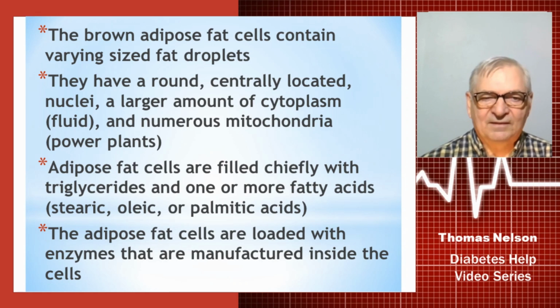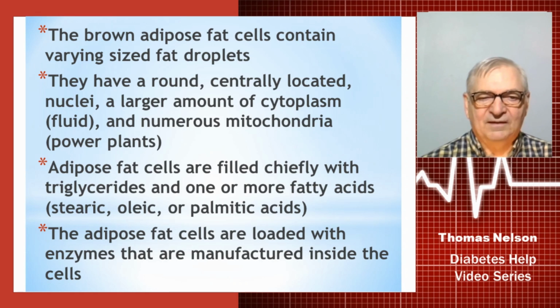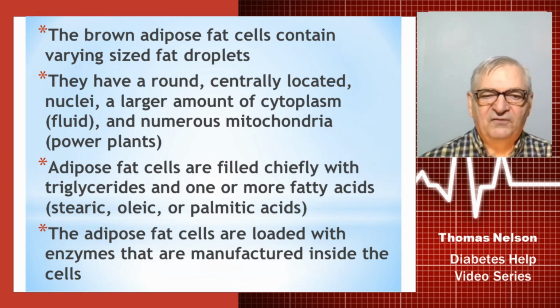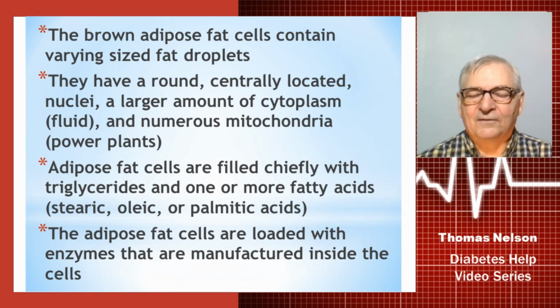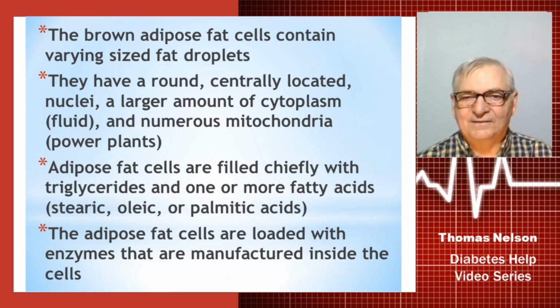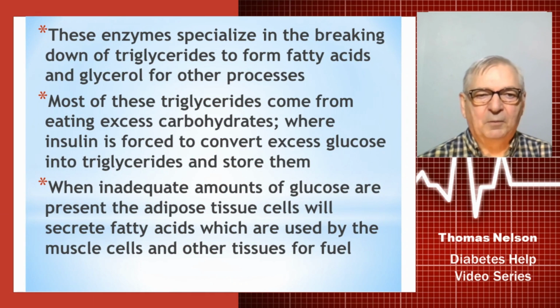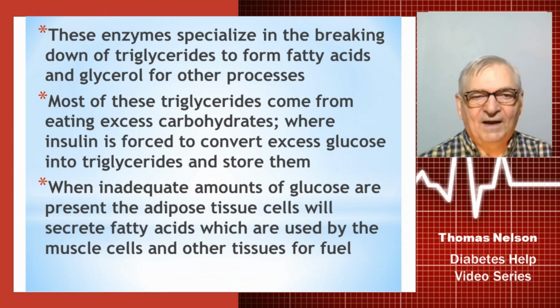So adipose fat cells are filled chiefly with triglycerides and one or more fatty acids like stearic, oleic, and palmitic acids. The adipose fat cells are loaded with enzymes that are manufactured inside the factories of those fat cells. So again, just like all of the other cells of your body, your fat cells have factories, warehouses, city hall, trucking companies, and all of the other organelles that are found in every other cell in your body. So these enzymes specialize in the breaking down of triglycerides to form fatty acids and glycerol for other processes.